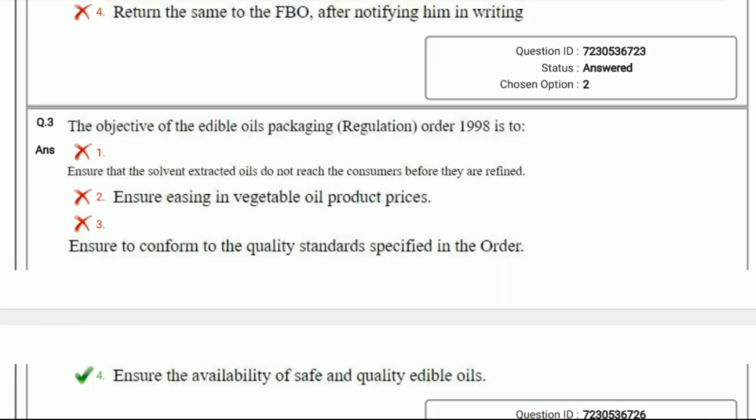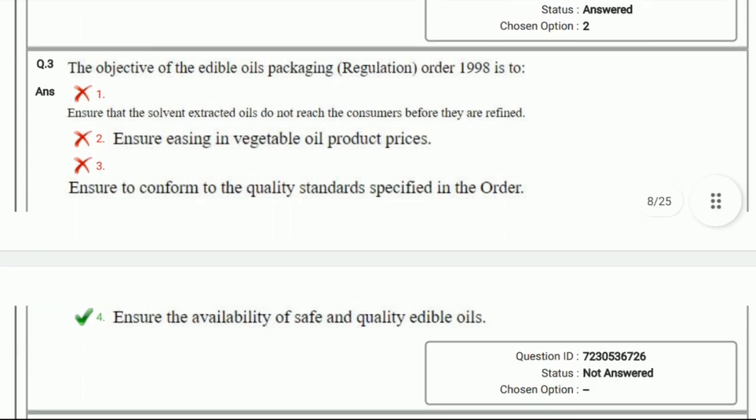The next question is, the objective of the Edible Oil Packaging Regulation Order 1998 is to. As the name suggests, its main work is to ensure that safe and good quality edible oil is available to everyone. So the right answer is option 4. It ensures the availability of safe and quality edible oil in packed form.